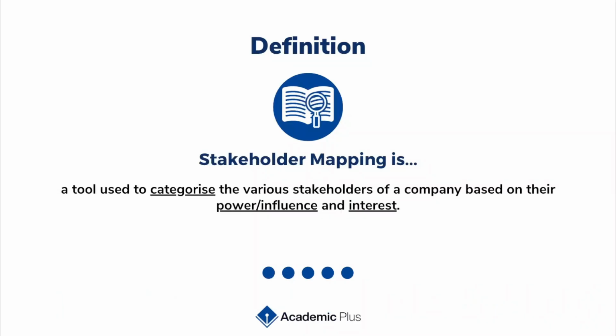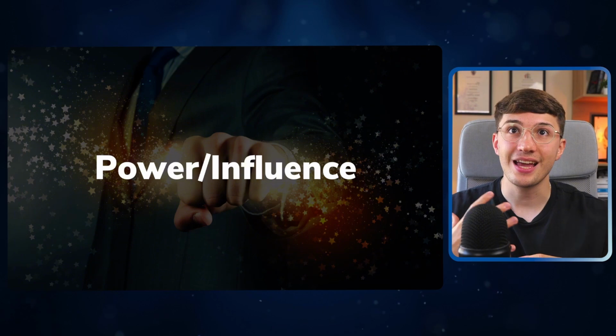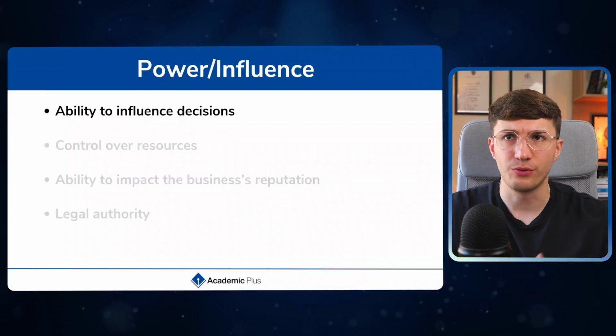Essentially, a stakeholder map is a tool which we use to categorize the different stakeholders of a business. And the way we categorize this is by using two metrics, basically. We look at the power and influence they have over the business and also the interest that they have within the business. So firstly, let's take a look at what we mean by power and influence.